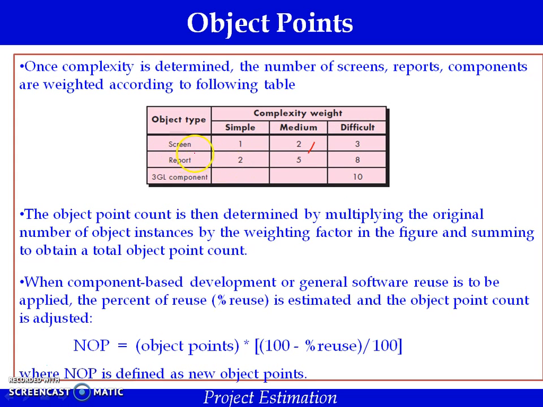Suppose component-based development is followed or reusability is planned for the current project, then a certain amount of components can be reused. In that case, the total number of object points to be developed will be reduced from this count. So the new object points equal the total number of object points we have estimated times (100 minus percentage reuse) divided by 100.